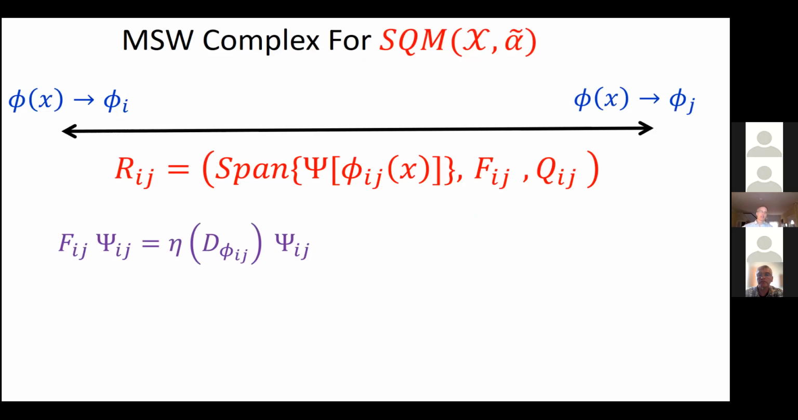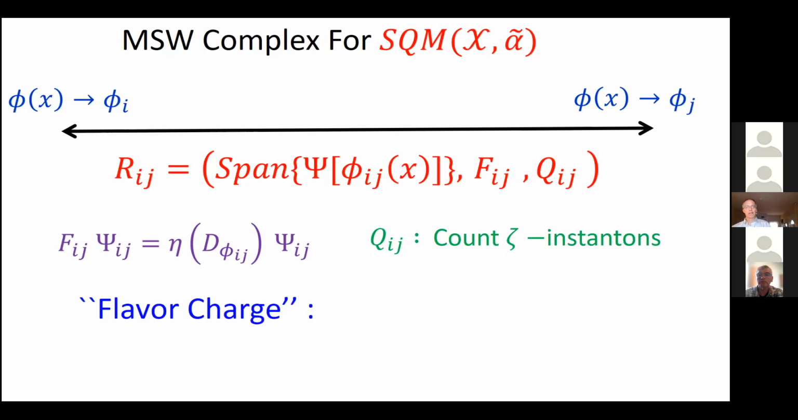Now you can calculate the fermion number of these approximate ground states, and it turns out to be the eta invariant of a Dirac operator, which you get by linearizing the zeta soliton equation. And again, Q_ij counts the zeta instantons that interpolate between different phi_ij solitons. Now in the case with twisted masses, there's an interesting extra ingredient here, which is the flavor charge.